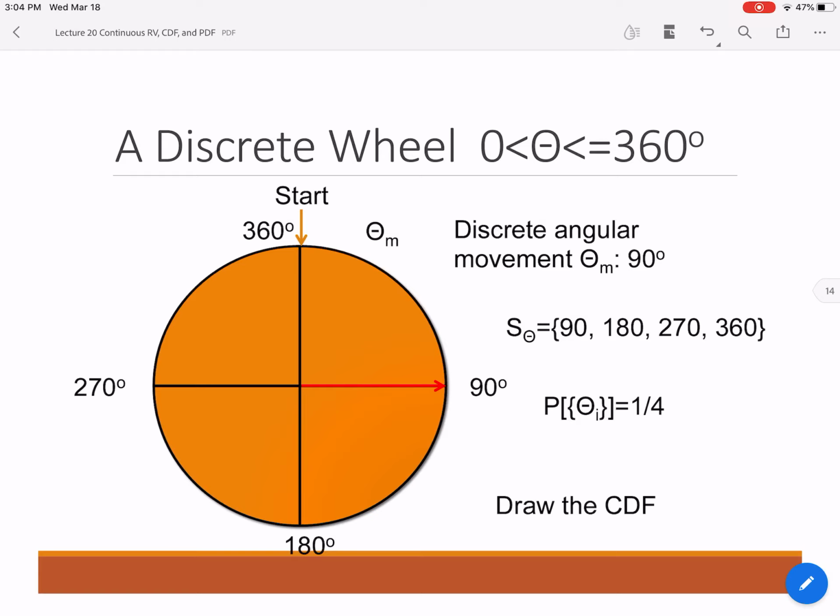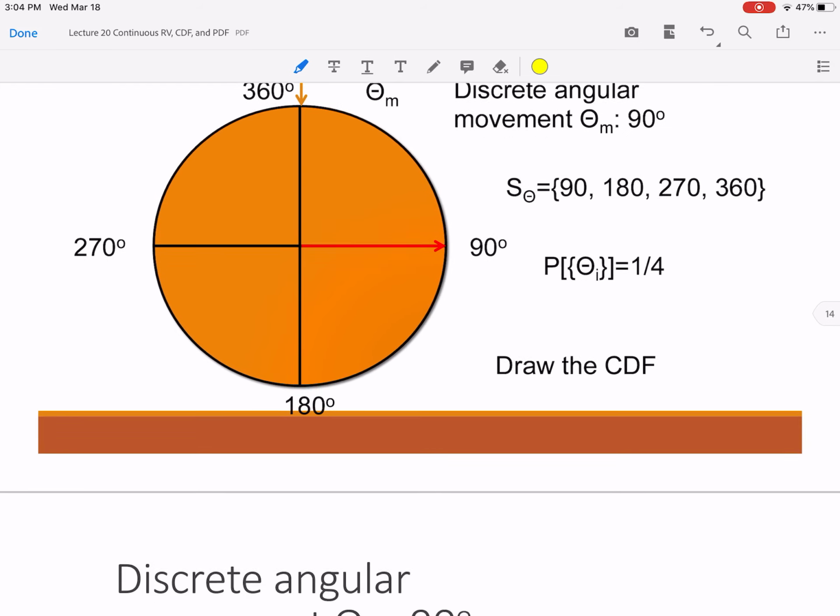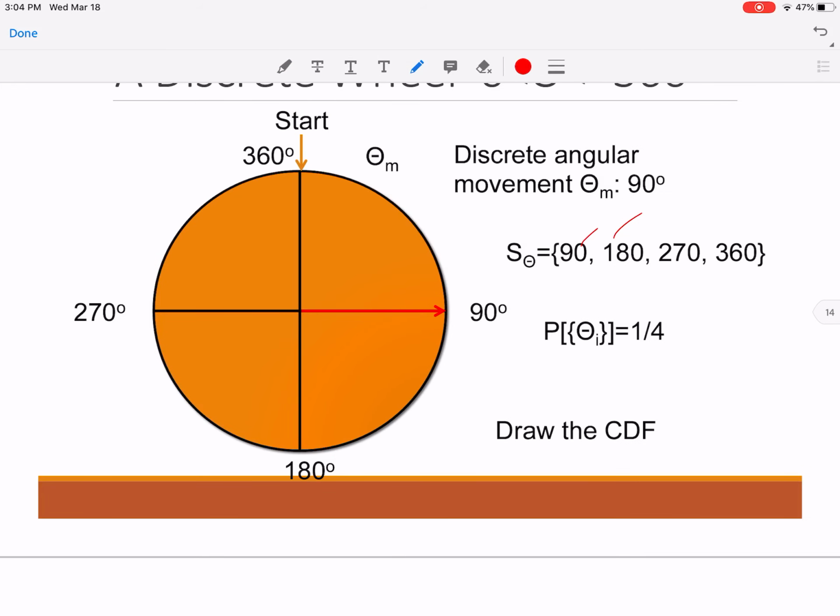So in this case, your pointer can stop either at 90 degrees or it can stop at 180 degrees, 270 degrees or 360 degrees. And further, let's say that the probability of any of these angles is the same. So the probability that your pointer stops at one of these angles is going to be equal to 1/4. So that's the probability mass function for this particular problem. What I would like for you guys to do is draw the CDF for this particular problem. So take a piece of paper and pencil and draw the CDF for this particular experiment. You can pause the video.